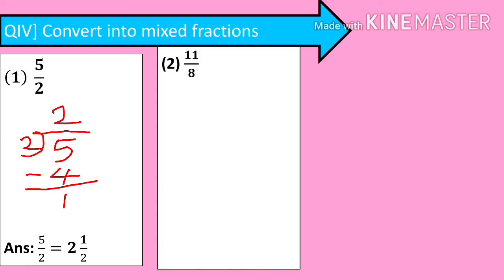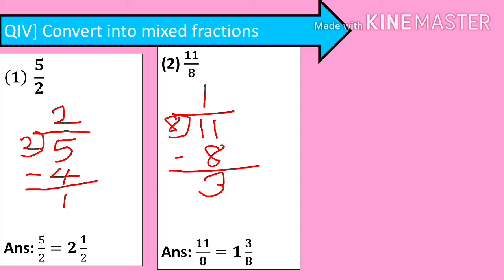Now the second one is given: 11 upon 8. Means we will divide 11 by 8. 8 ones are 8. 11 minus 8 we get 3. So our whole number will be 1. Remainder was 3, so our numerator will be 3. And the divisor is 8, that is our denominator.